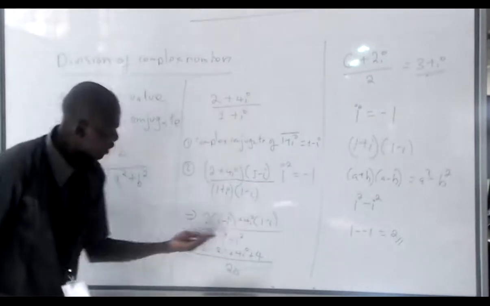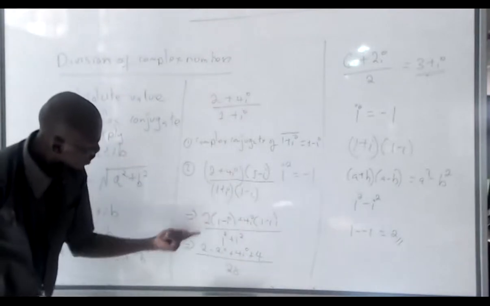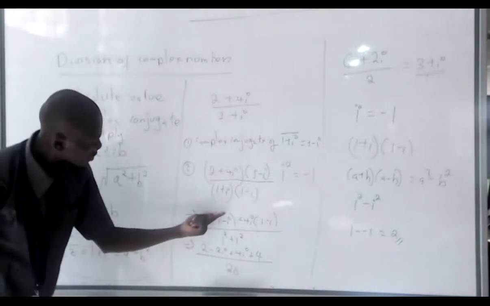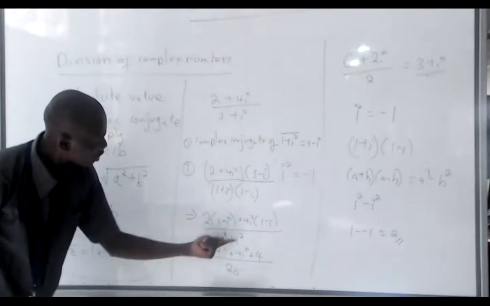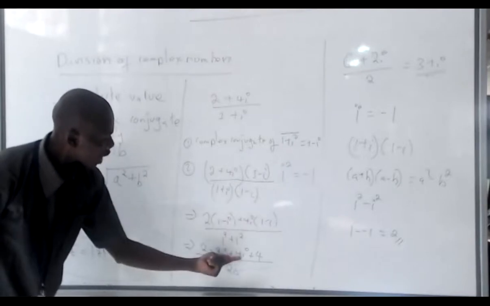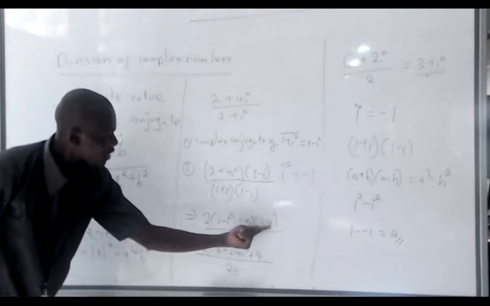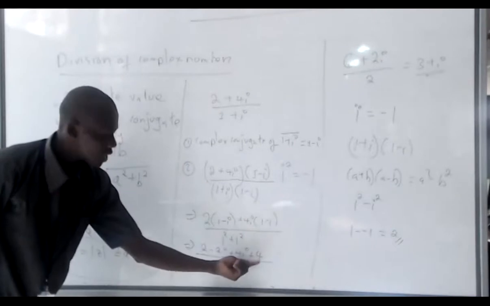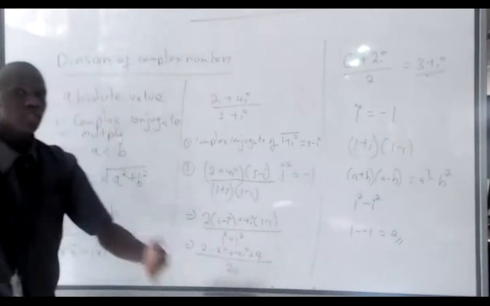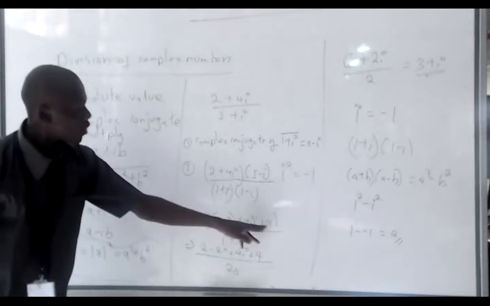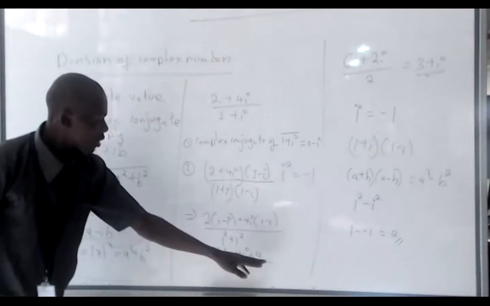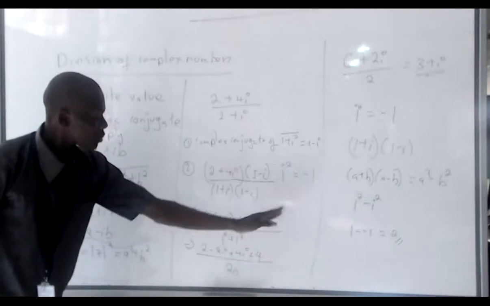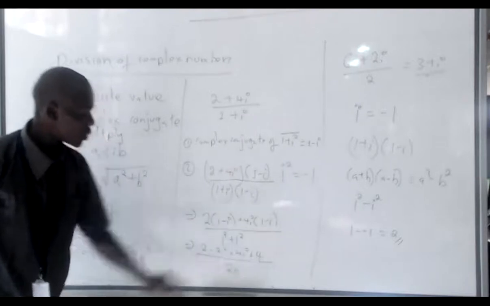And opening this bracket, 2 times 1 is 2. 2 times minus i is minus 2i. 4i times 1 is 4i. And then 4i times negative i is positive 4. We are getting a positive number because i squared is negative 1. So you'll have here 1 minus minus 1 times 4, which gives you positive 4.